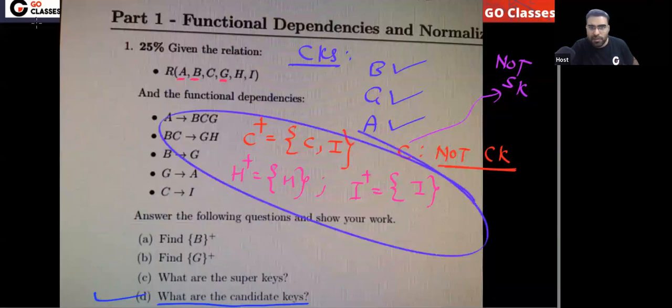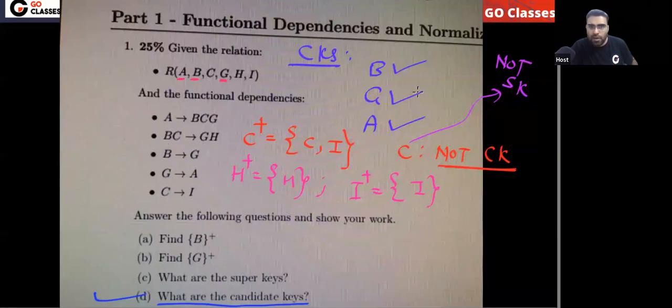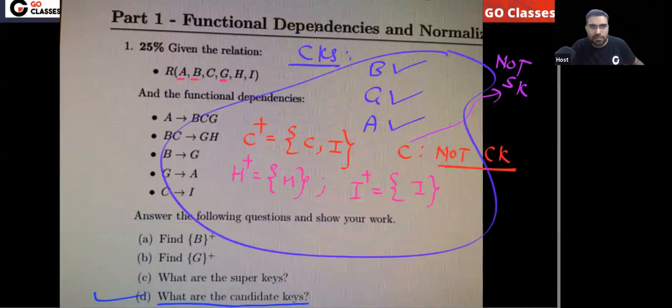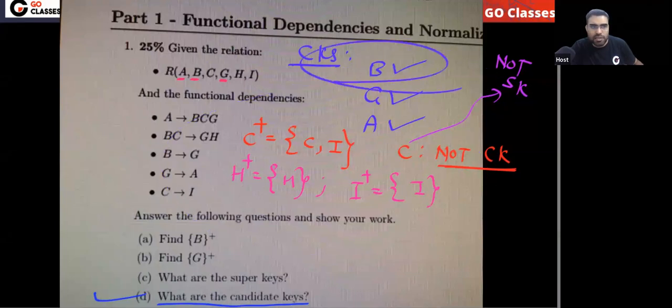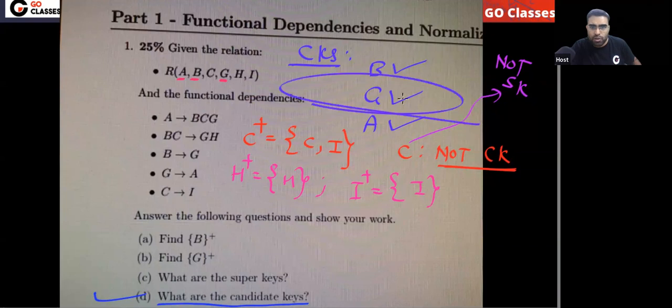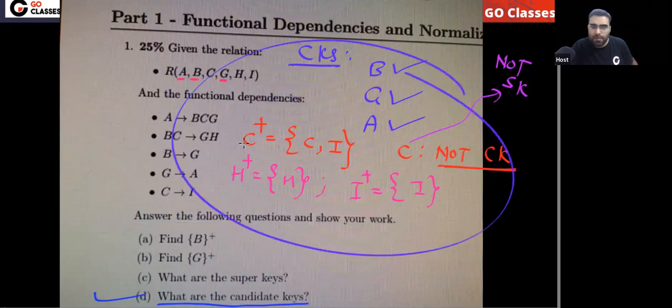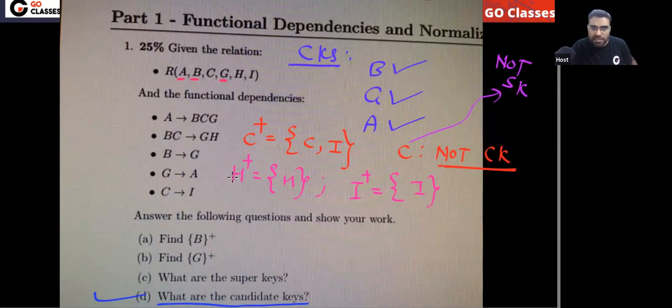Now I will check the double attributes. Remember, all the single attributes I have checked. Like this B is a candidate key, G is a candidate key. C is done, H is done, I is done, so single attributes are done. Agree with me? Now I will check combinations of two.